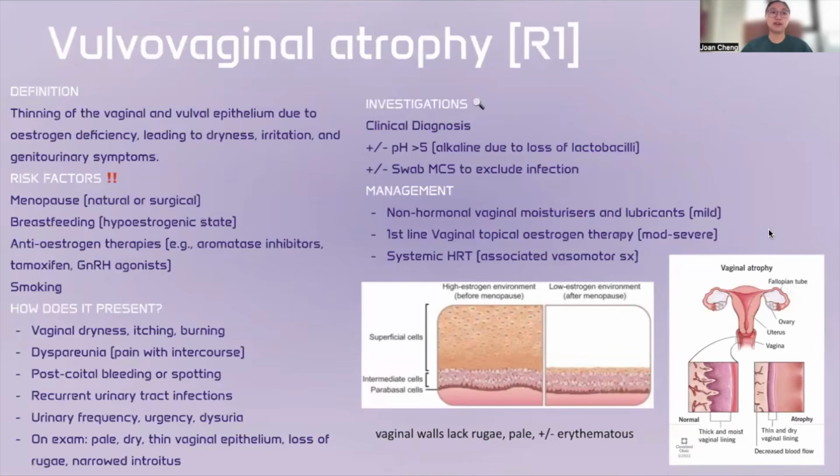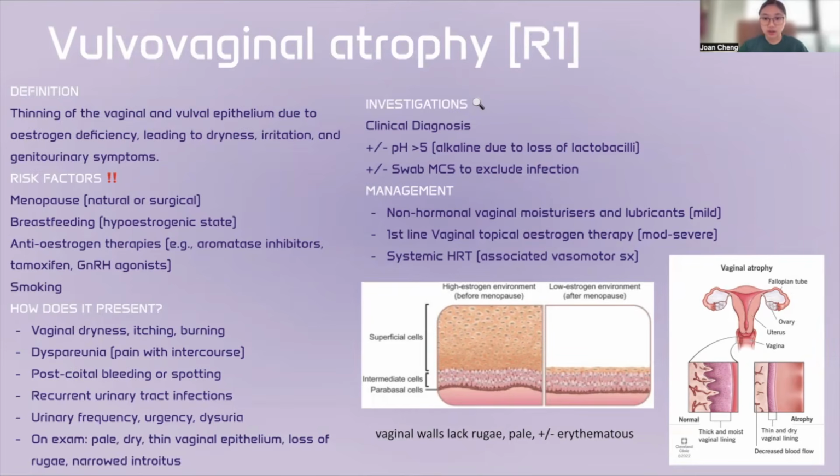And next we have vulvovaginal atrophy. So that is defined as the thinning of the vaginal and vulvar epithelium due to estrogen deficiency. Can lead to dryness, irritation, and genitourinary symptoms. Some risk factors include menopause, breastfeeding, anti-estrogen therapies, and smoking.